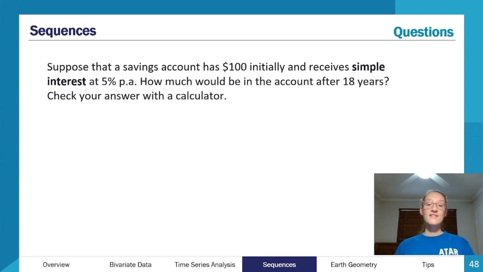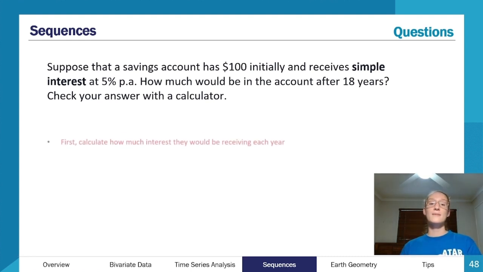Okay, suppose that a savings account has $100 initially and receives simple interest at 5% per annum. How much would be in the account after 18 years? And then we can check our answer with our calculator. So we're not looking at financial maths yet. We're actually just looking at the applications of sequences to a simple interest scenario, which is lucky, because I talked a little bit earlier about how arithmetic sequences can be used to model simple interest, because we're simply adding the same amount of interest every time. Whereas if we're looking at compound interest, that's a geometric sequence situation, because we're multiplying by a common ratio each time, depending on whatever the annual rate of interest is.